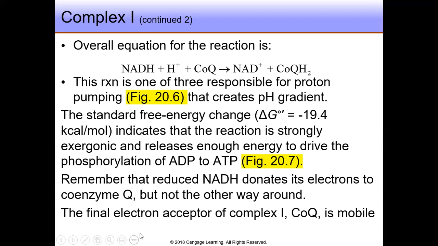Now, remember that reduced NADH donates its electron to coenzyme Q, but not the other way around. Because of the so-called reduction potential, you remember NADH has a lower reduction potential than CoQ, so the transfer of electrons is from low to high. The final electron acceptor of complex 1, CoQ, is a mobile carrier. It is not bound; it is found buried in the lipid bilayer.